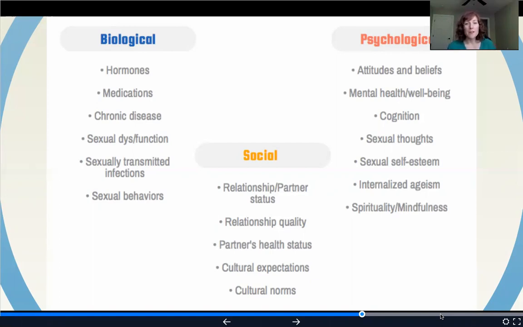And also their health status. So not just your health, but your partner's health status. So if you're A-OK, don't have any health problems, but your partner is limited, that's going to affect that sexual script that I talked about, like the things that you do within your intimate behaviors that you can or are allowed to do. It may be limited if your partner has problems.